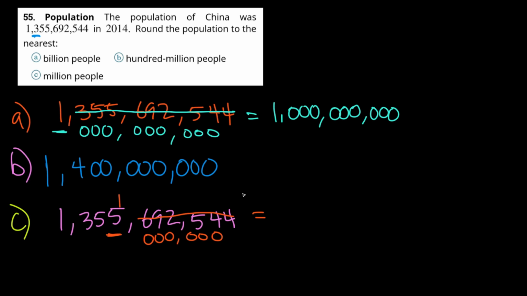So we have 1,356,000,000, since we are adding 1 and 5 together. And then we have the rest of the number. We are using zeros to hold their value. We have 1,356,000,000 right here, rounded to the nearest million.